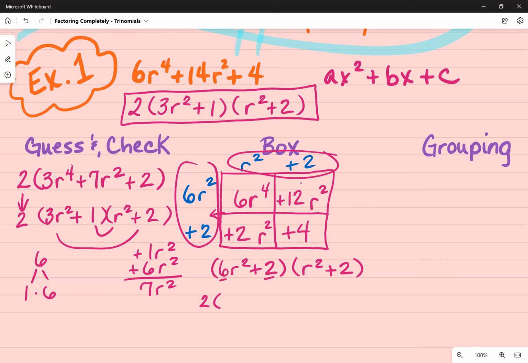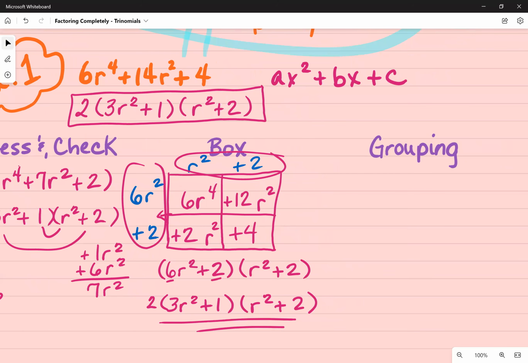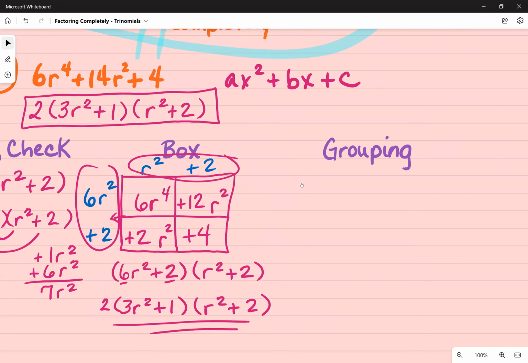What's left over after I divide each term by that 2 is 3r squared plus 1 times the quantity of r squared plus 2, which is the same as the answer above. So I know I'm on the right track. For grouping, same thing. If I forget to factor out my greatest common factor, I'm going to have to do it at a later time, but you will need to do it.